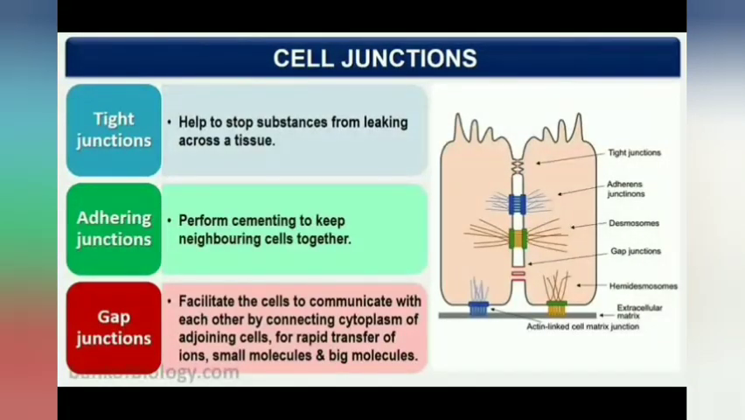Tight junctions help to stop substances from leaking across a tissue. Adhering junctions perform cementing to keep neighboring cells together. Gap junctions facilitate the cells to communicate with each other by connecting the cytoplasm of adjoining cells for rapid transfer of ions, small molecules, and big molecules.